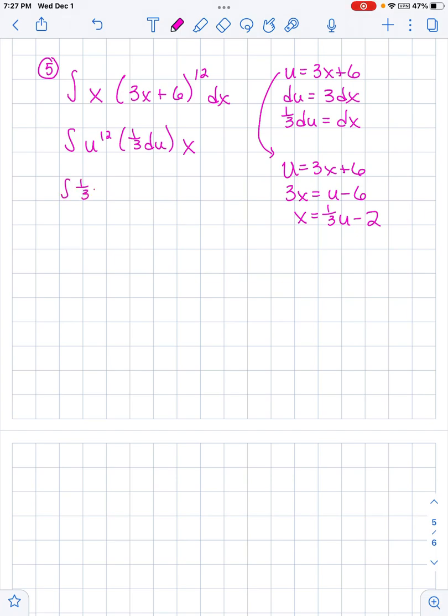So now I can make that substitution as well. Let's do this here. I've got 1/3 u to the 12th. x now becomes 1/3 u minus 2, and I still have my du. Now, everything is written in terms of u.